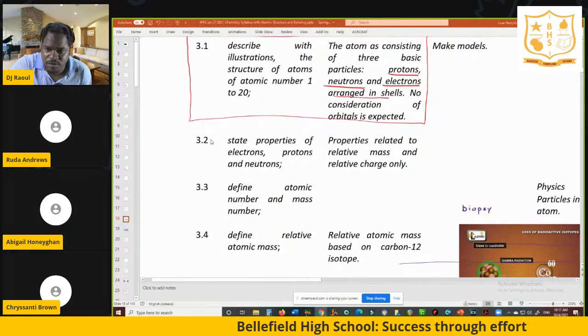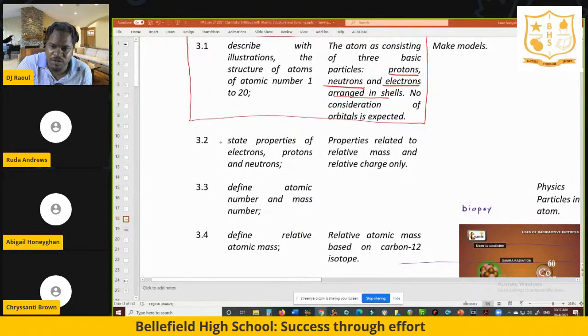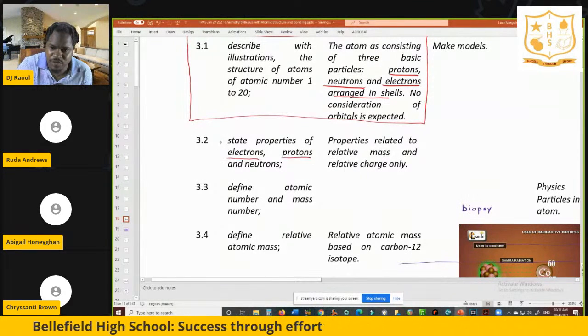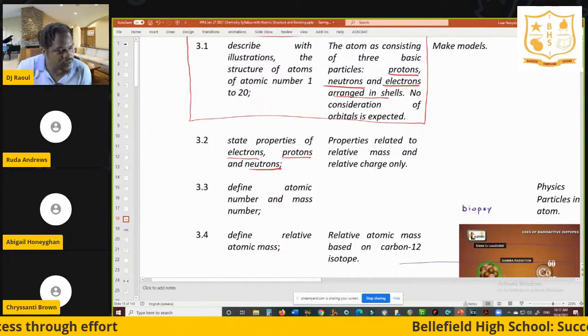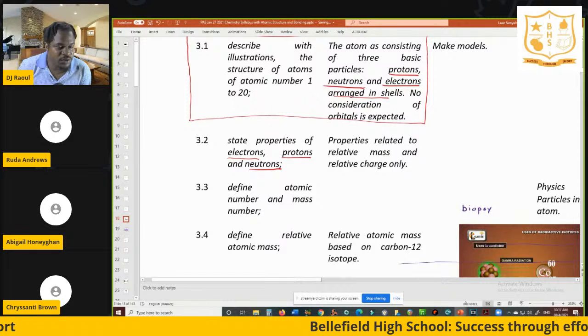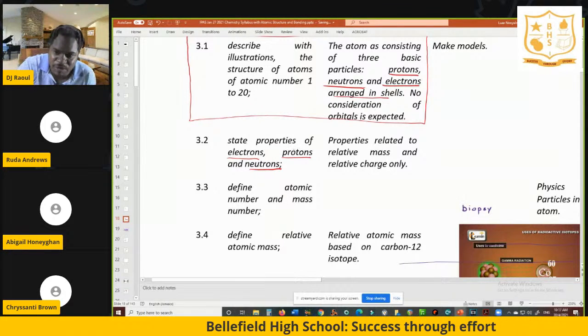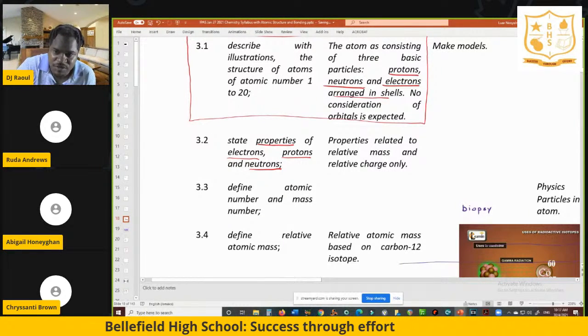And then 3.2. So that's 3.2. We must state the properties of electrons, protons, and neutrons. All right. Does anybody know the properties? What do we mean by properties of electrons?